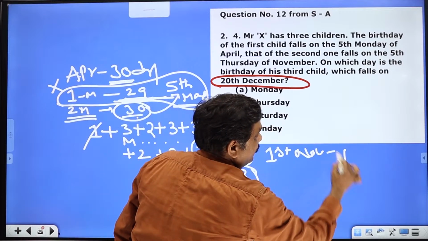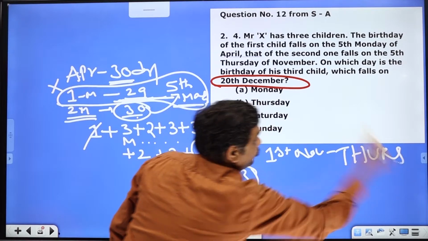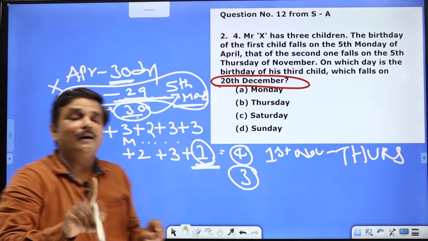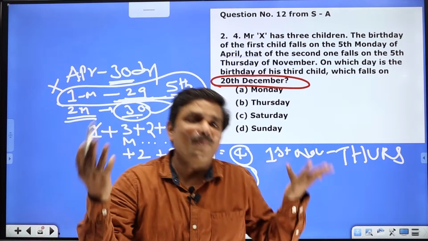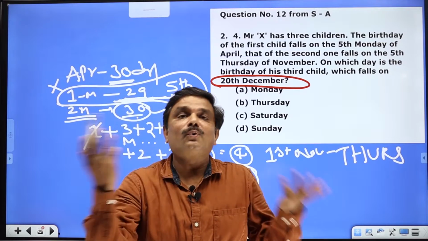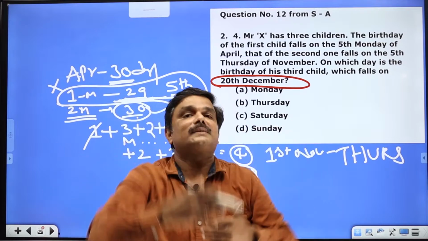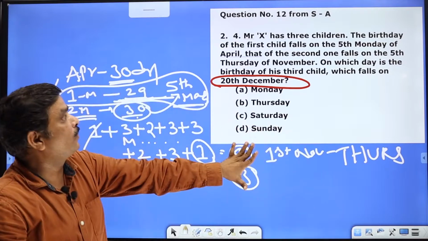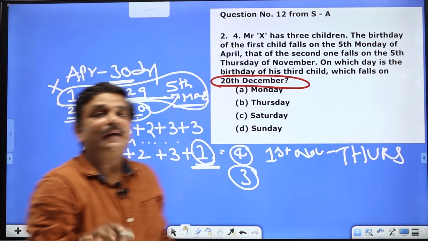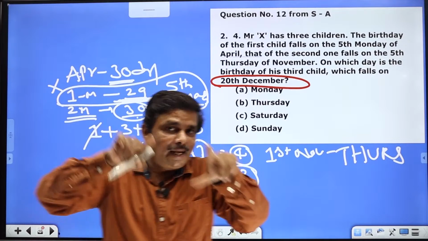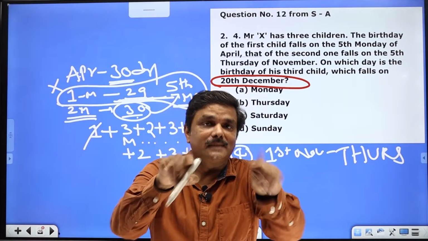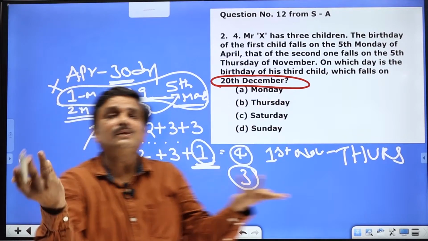I'm writing here. It is Thursday. When 1st November is Thursday, when will be the 5th Thursday? Obviously, 5th Thursday is 29th. When 1st is Thursday, 29th will be again 5th Thursday. So now I found out that the 5th Thursday of November is 29th. Then 29th is the Thursday in the month of November. November 29th is Thursday. December 20th is what?